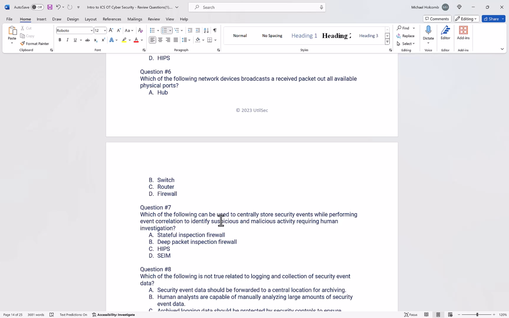Question 7, which of the following can be used to centrally store security events while performing event correlation to identify suspicious and malicious activity requiring human investigation? Oof. It's a SIEM. And just like in the IT world, the OT world works exactly the same. We want to bring in event data from all of the sources that we can into one place to have it centrally stored, so that we can do what they call correlation. So the idea is that we're not looking at just events from one asset. We're looking at events, ideally from all assets: firewalls and hosts and PLCs and HMIs and data historians, our Active Directory domain controllers in OT.